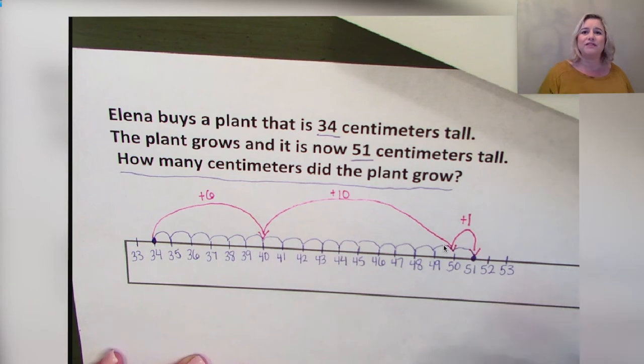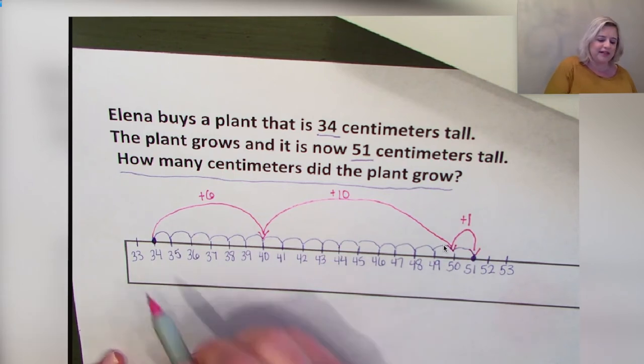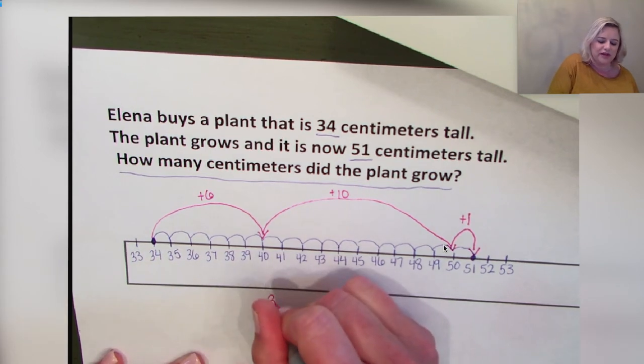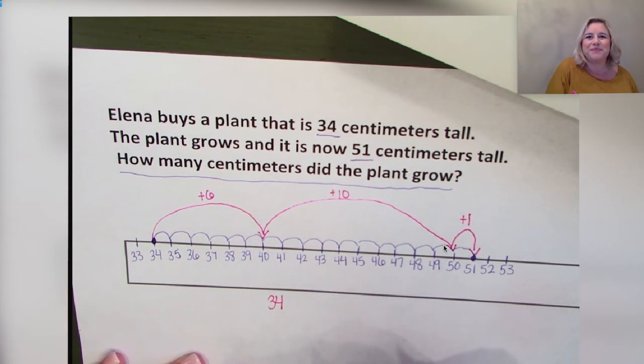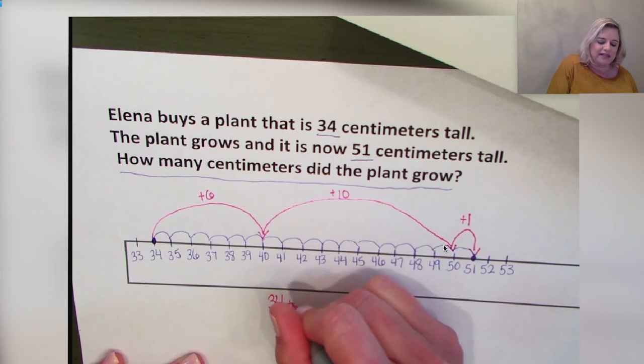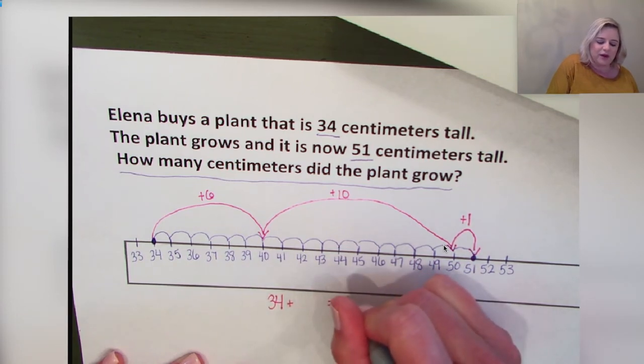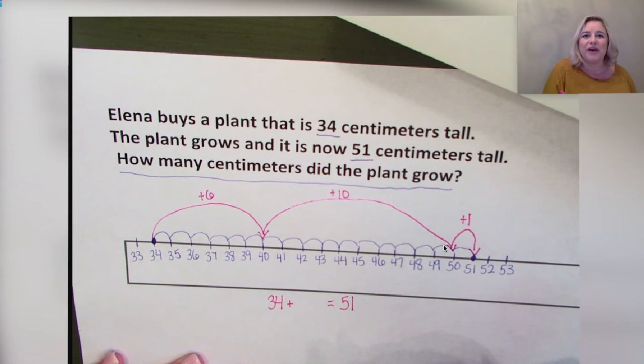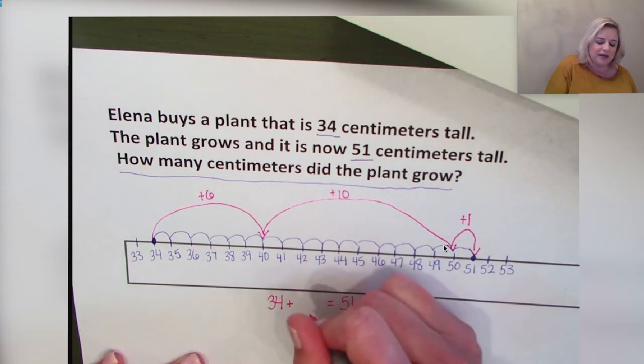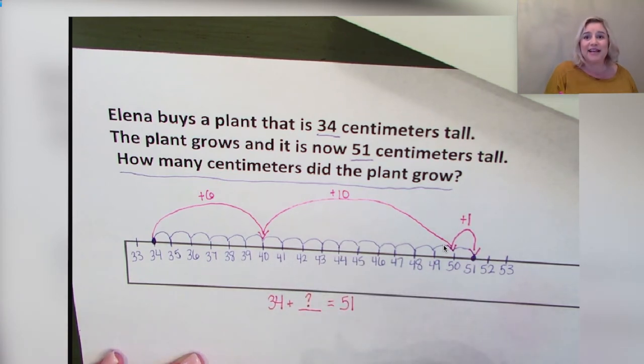I'm going to write the first equation before we figured out the growth. Let's write the equation. You can do it with me on your paper. So the starting point is 34. So I'm going to write 34. We also know we ended up at 51. So I'm going to say equals 51. But we don't know how much the plant grew. So we can show that part of the equation, the missing add-in, with a question mark.